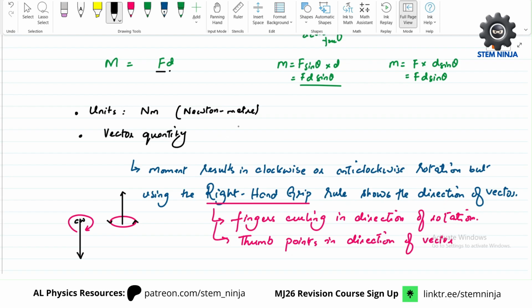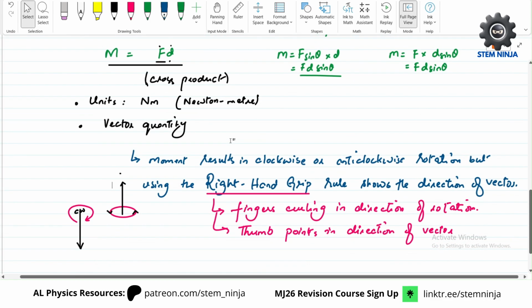And also remember, both of these, F and D, are vectors. So this is basically a cross product of two vectors, or vector product, because the product itself, moment, is a vector, as you can see. Okay, all right.